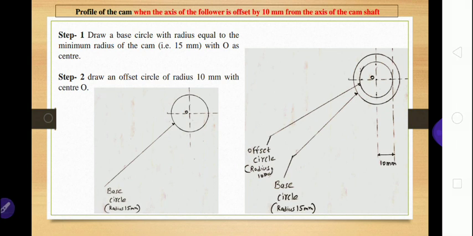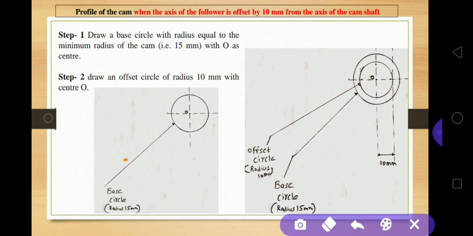So here in the question it is asked to draw the cam profile when the axis of the follower is offset by 10 mm from the axis of camshaft. Therefore first step is to draw the base circle. Now here base circle, that is minimum radius of the cam, is given as 15 mm. Therefore first step is to draw the cam having the minimum radius equal to 15 mm.